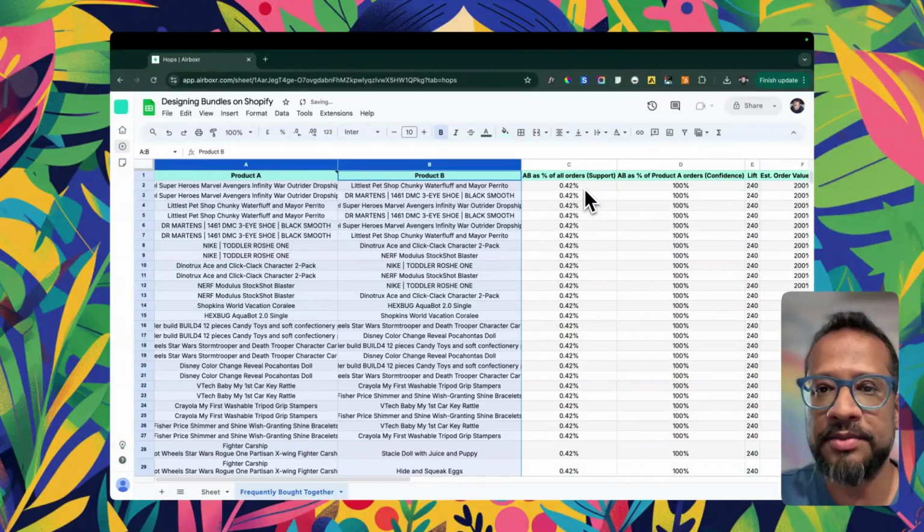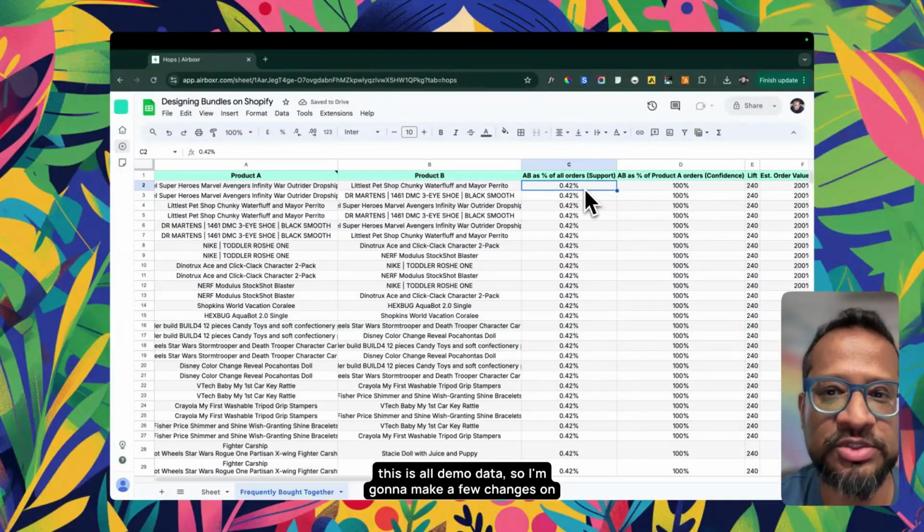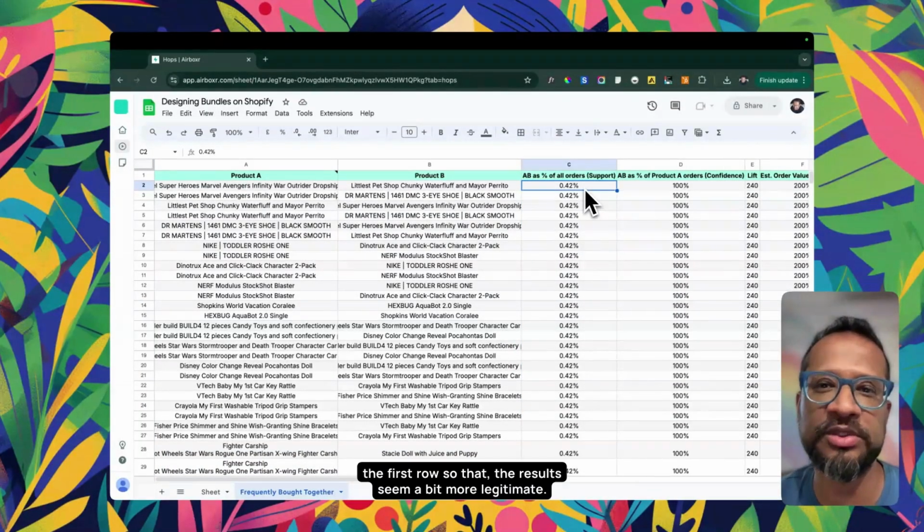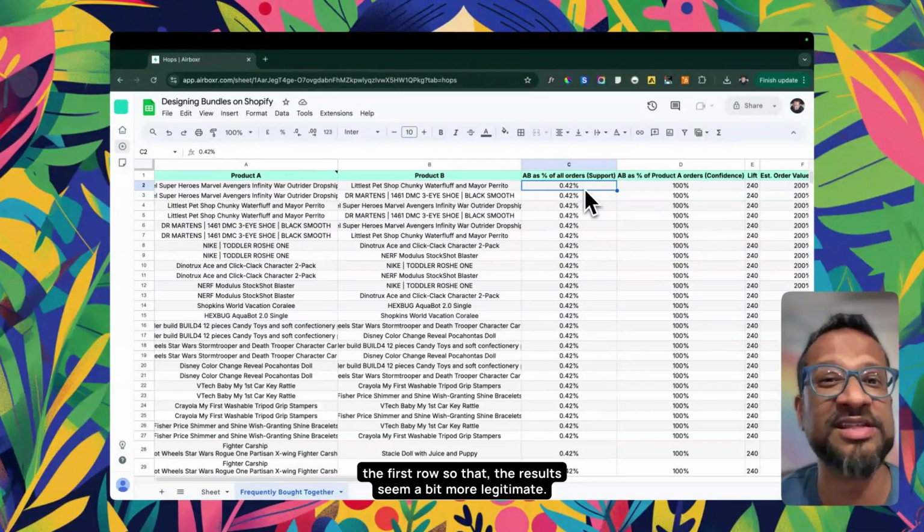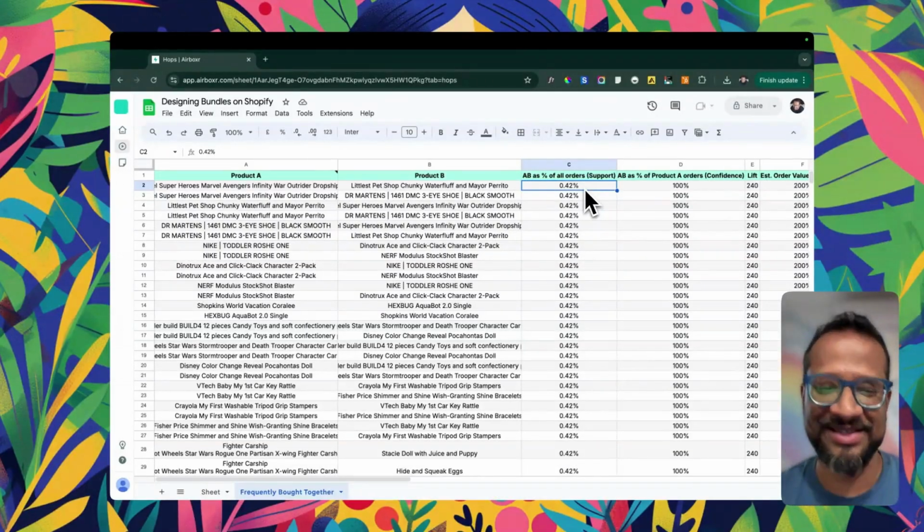This is all demo data, so I'm going to make a few changes on the first row so that the results seem a bit more legitimate.